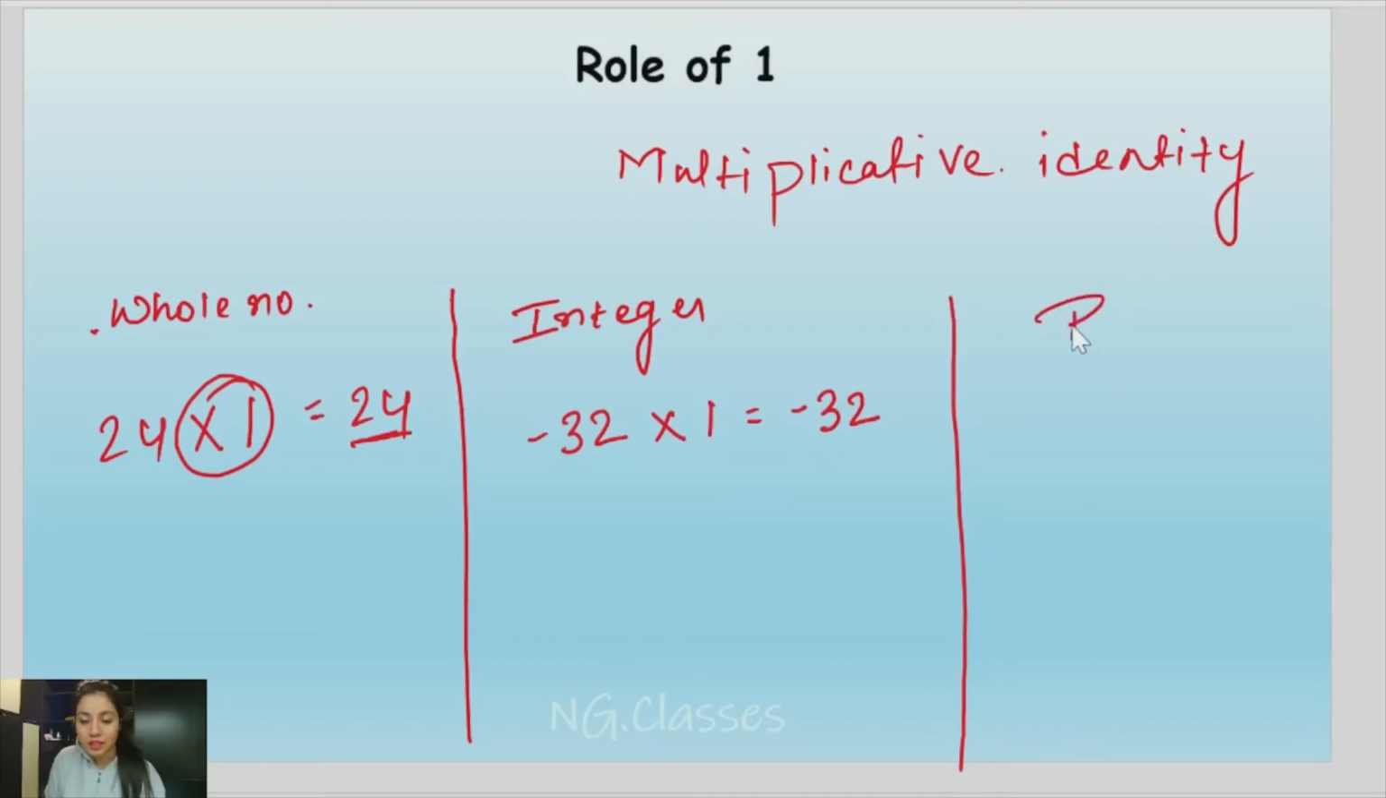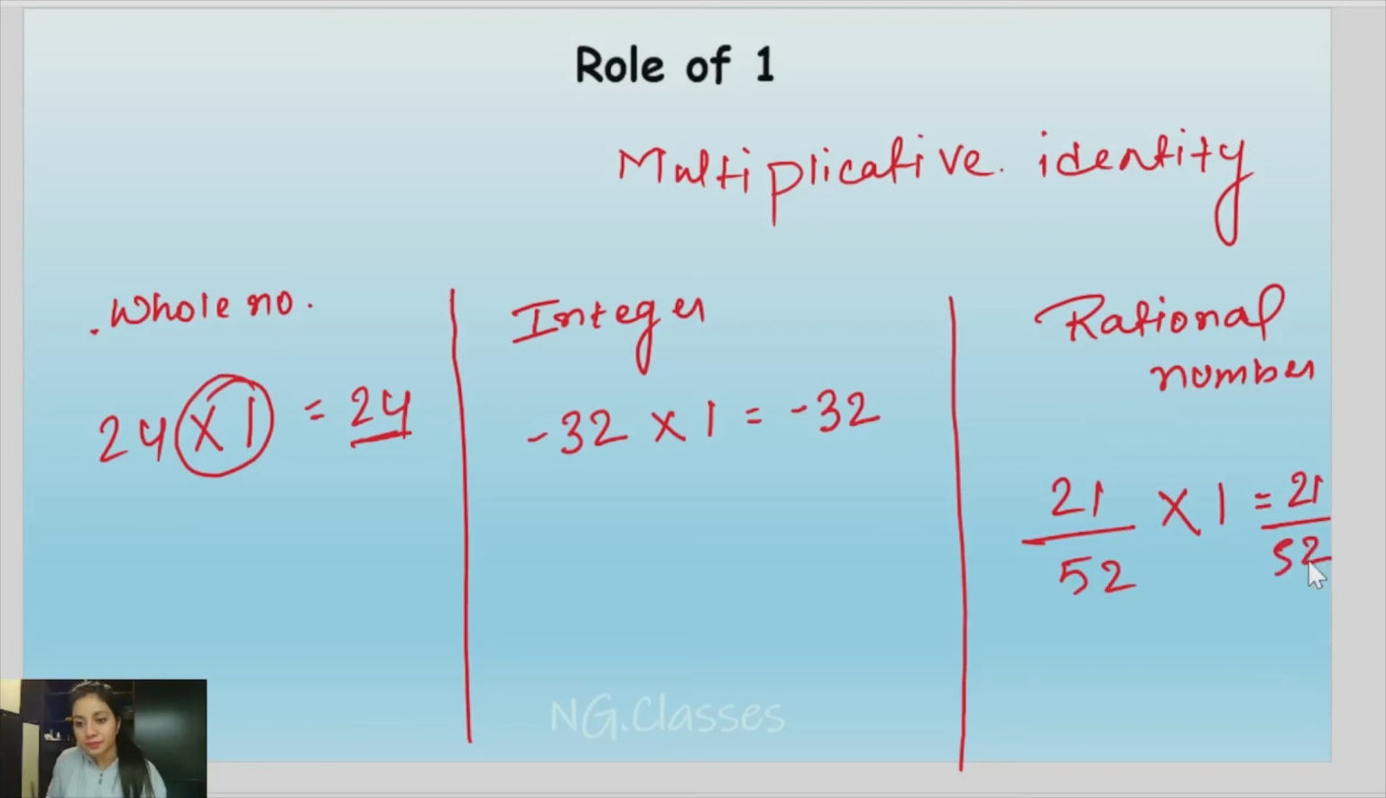Same thing we can see for rational numbers. If we take one rational number, 21 by 52, and if you multiply 1 with it, you will get 21 by 52 only. So 1 is the multiplicative identity.